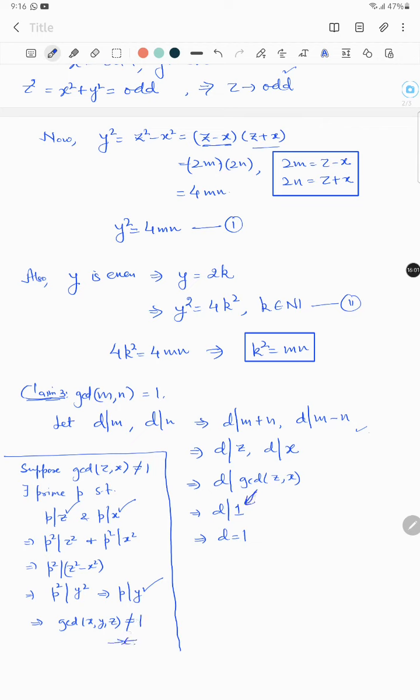So what I have used here is basically okay. That means if there is a common divisor of M and N, it must be 1.